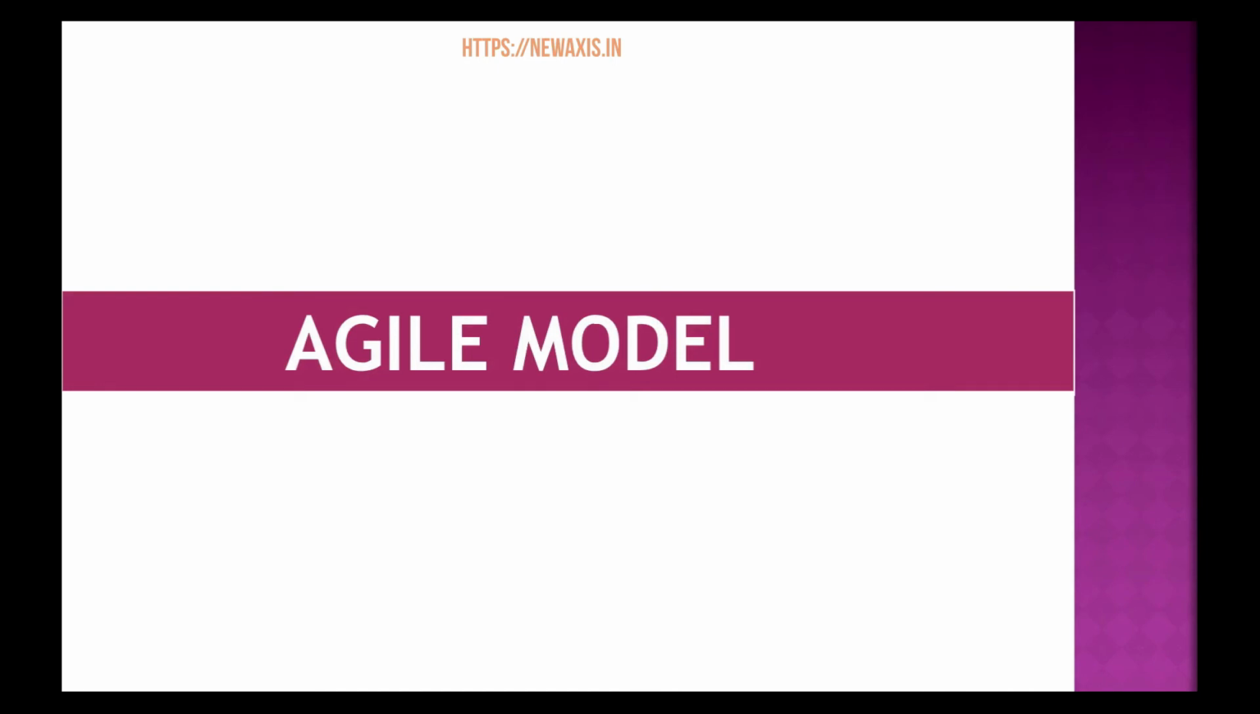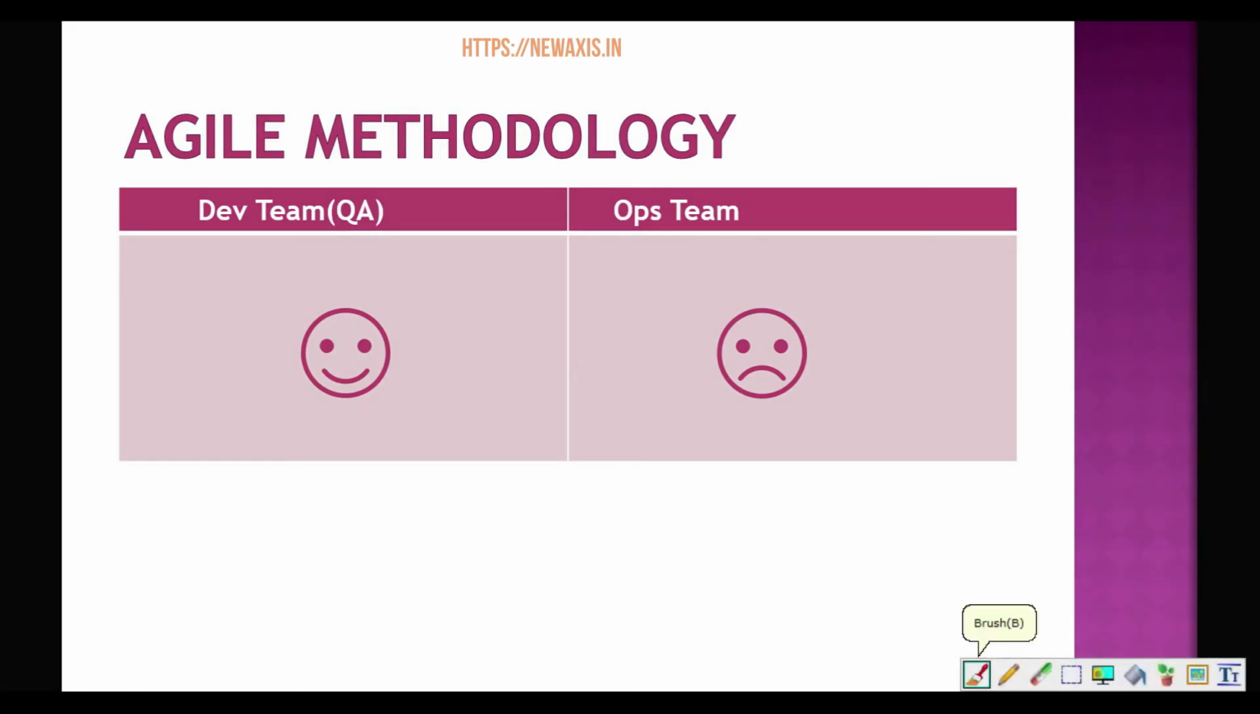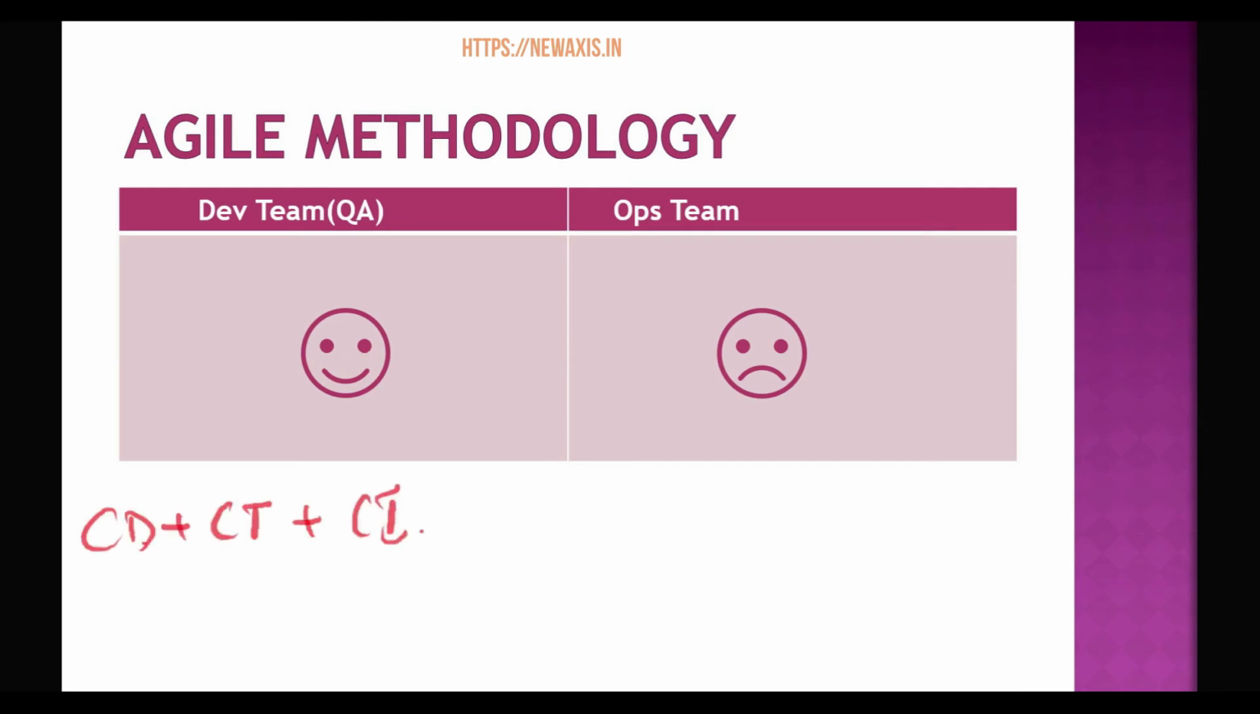Agile overcomes the drawbacks of the waterfall model to some extent. All the challenges faced by the dev team were overcome in Agile, but challenges for the ops team are still there. How can it overcome the challenges of the development team? It uses a concept called continuous development, continuous testing, and continuous integration. What are these?